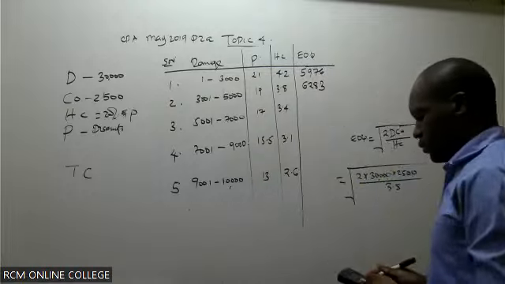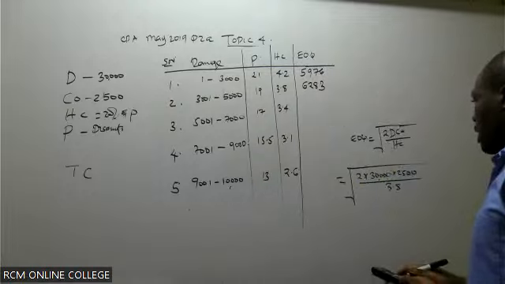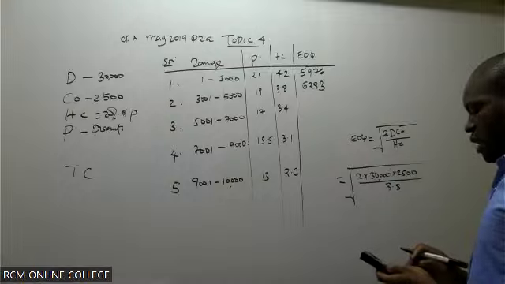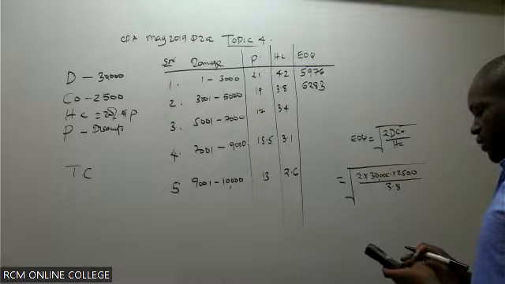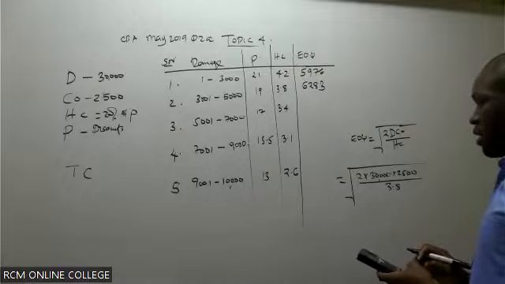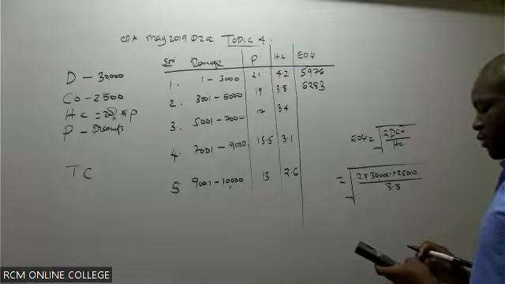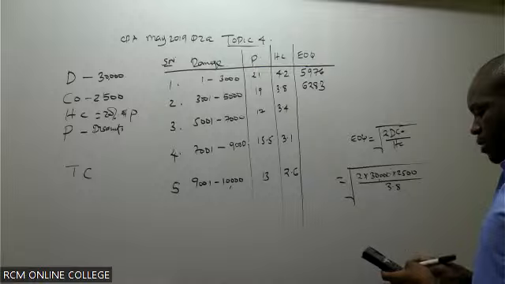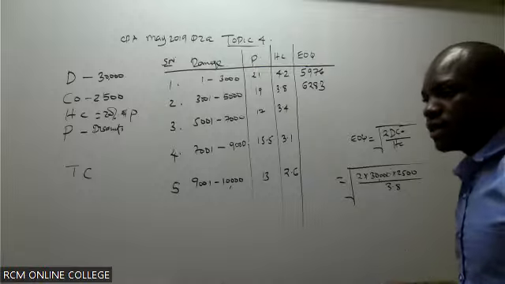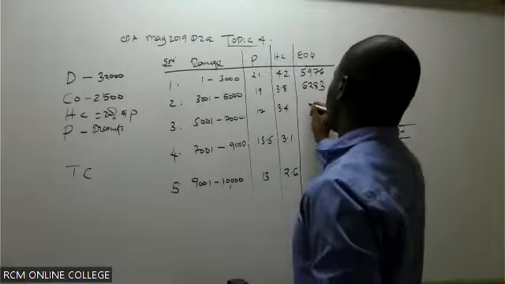How about the other one? 30,000 times 2 times 2,500 divided by, what do we have? 3.4. Close the bracket. What are you getting? 66.42. 66.